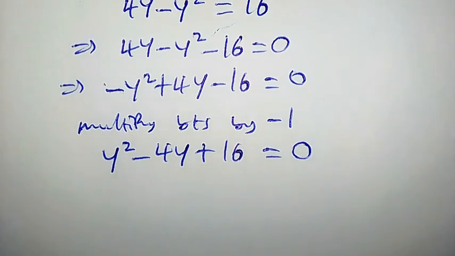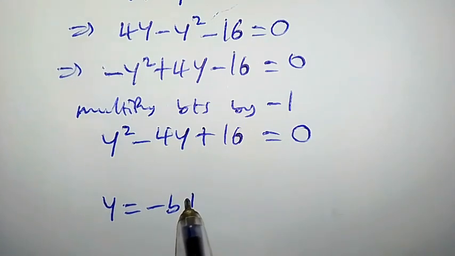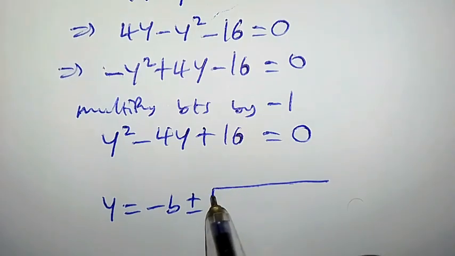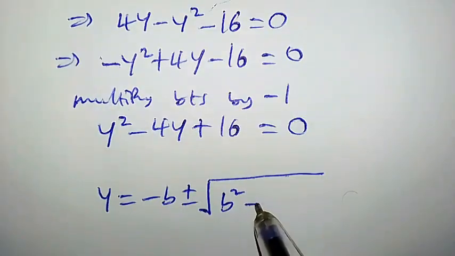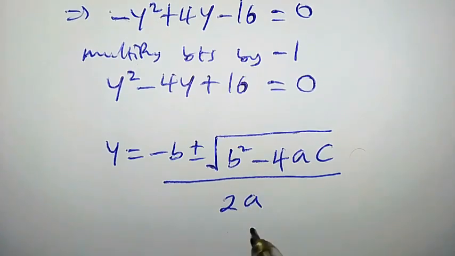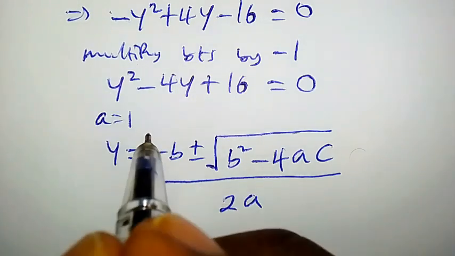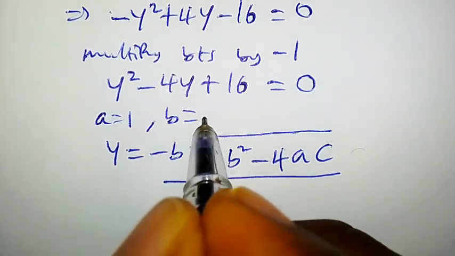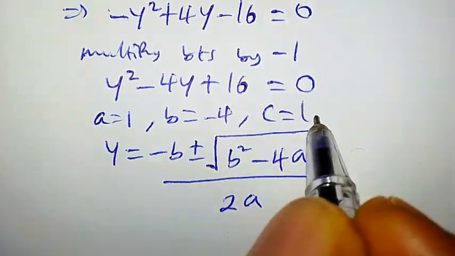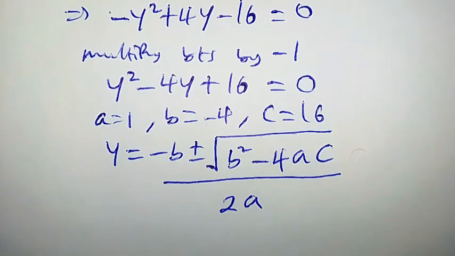You will notice that this is a quadratic equation and we can solve it using the quadratic formula. The quadratic formula says y equals minus b plus or minus square root of b square minus 4ac over 2 times a. Our a here is 1, the coefficient of y square, b is negative 4, and c is 16. Now let us substitute each value into this right hand side.